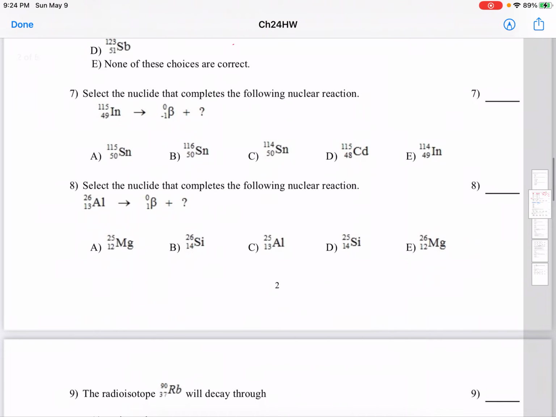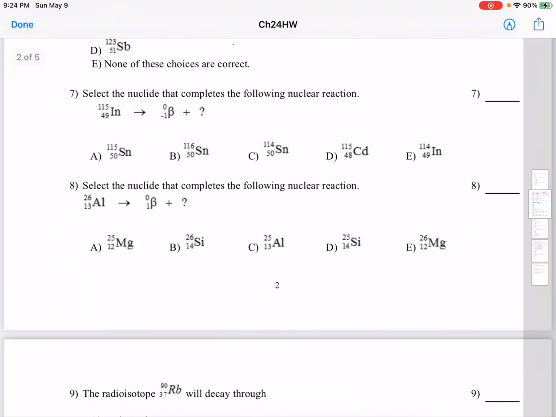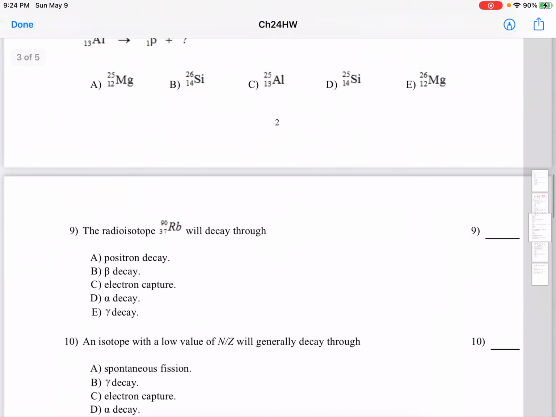Number 7, select the nuclide that completes the following nuclear reaction. Now with that in mind, you guys can do number 7. You guys can also do number 8. What you need to do is add up the charges on the right side and see if it matches the one on the left. Same thing for the mass. Okay, and number 8 is also similar to that.